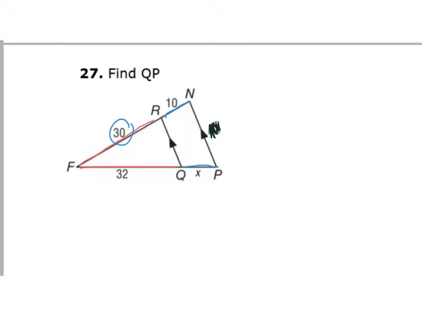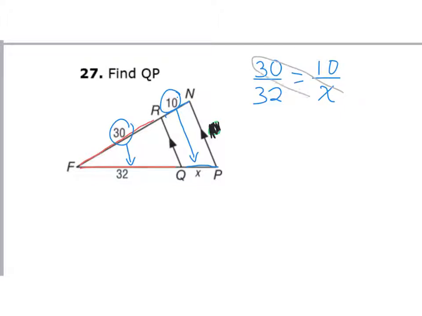I'm going to go with the 30 and see what's across from it and compare those two, 30 to 32. Then I stay on the same side that the 30 was, and I choose the 10, and I put it over the x. Again, you could have started with something other than 30, which means your proportion would look different, but just check your diagonals, make sure that your 30 is across from the x, and your 32 is across from the 10. So that when you cross multiply, you get 30x equals 320.